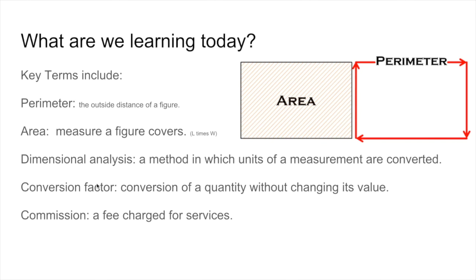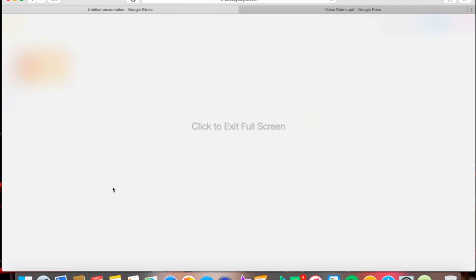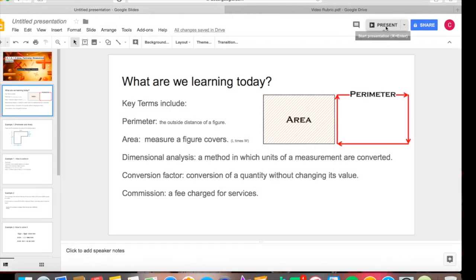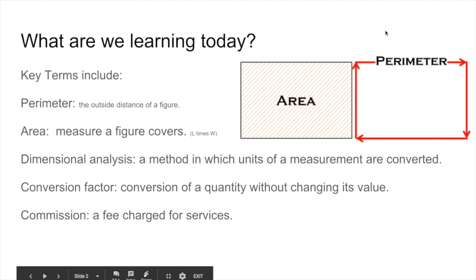Conversion factor would be kind of the same way because it's a conversion of a quantity without changing its value, and this is mostly seen in money. That's a conversion of a quantity without changing its value. And finally, we have a commission, and this is usually a fee charged for services. So it's money taken away because of a service.